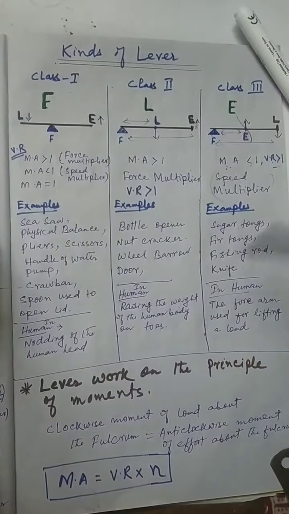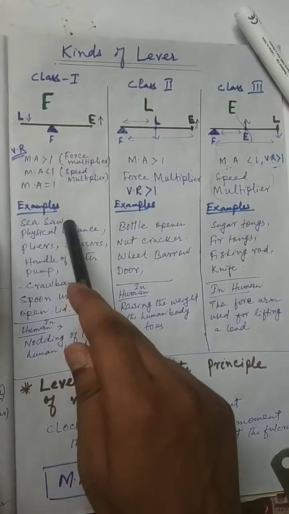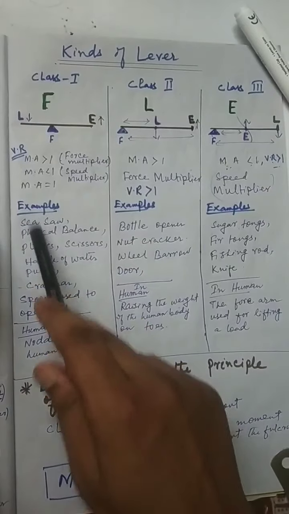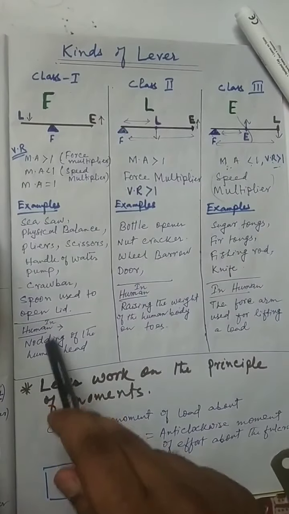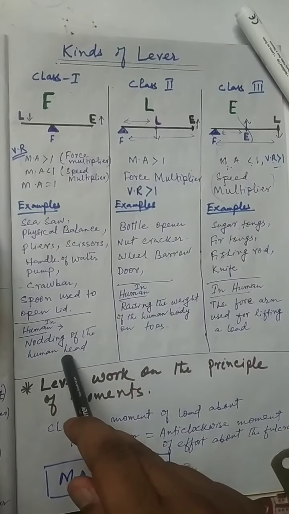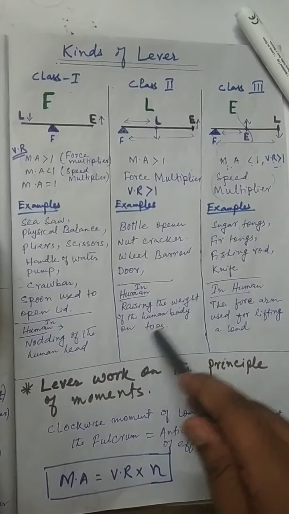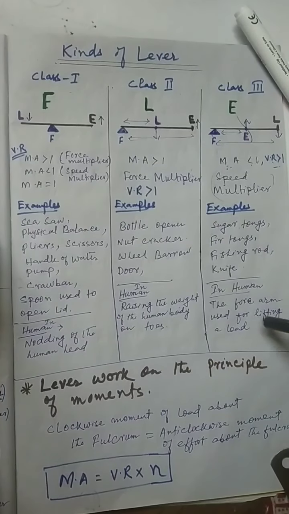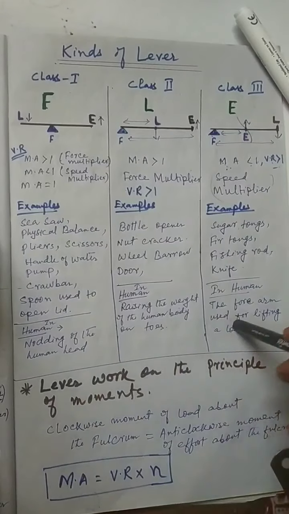In the next video we will discuss how the seesaw, physical balance, pliers, these levers work. Okay, and these are the main things in human beings: nodding of the human head, raising of the human body on our toes, and the forearms of our body. We'll discuss this one.